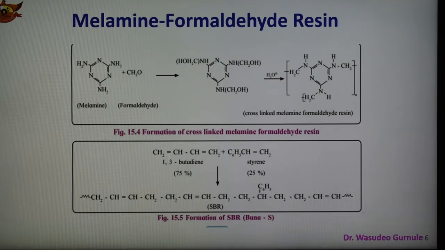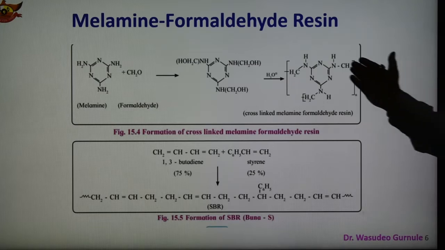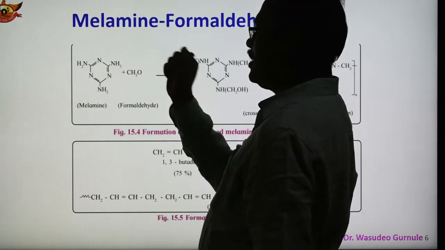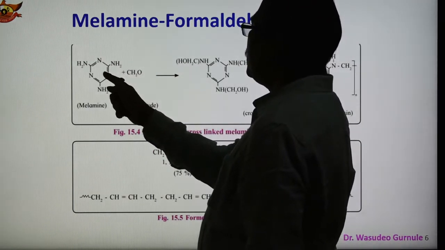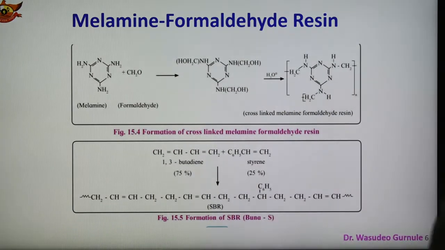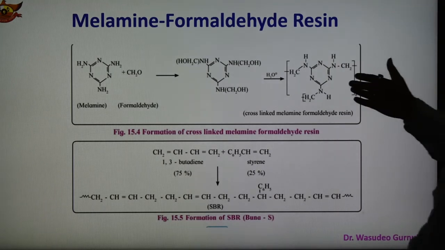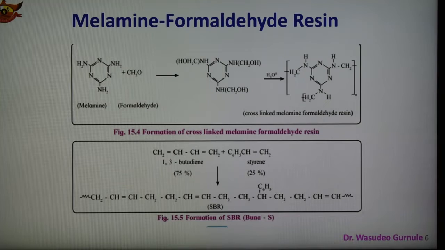Chemical name of melamine is 2,4,6-triamino-1,3,5-triazine ring. So the name of the compound is 2,4,6-triamino-1,3,5-triazine, and it and formaldehyde undergo polymerization, forming this type of cross-linked melamine. So this is melamine and formaldehyde, forming this cross-linked resin, melamine formaldehyde resin.